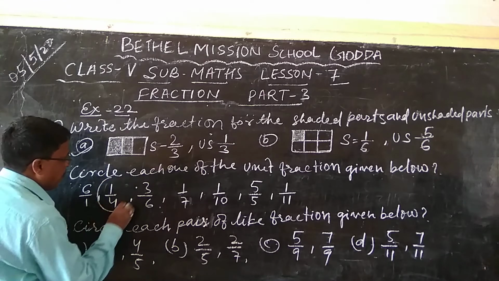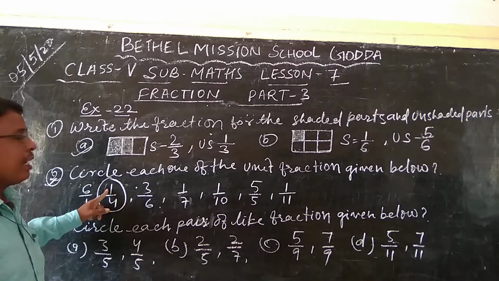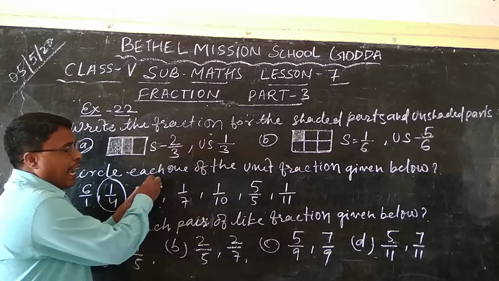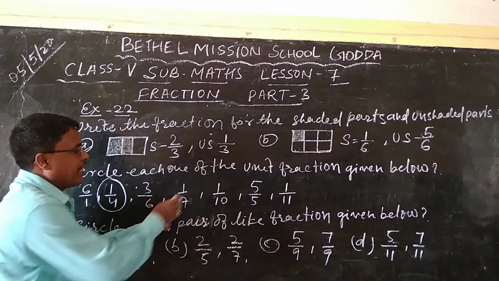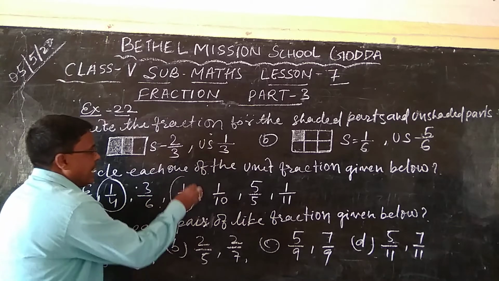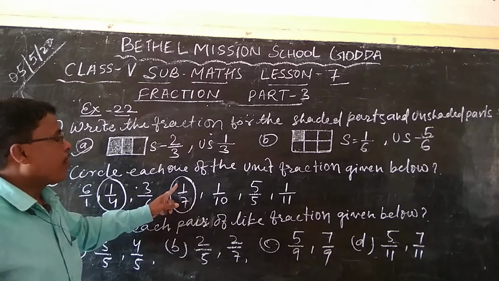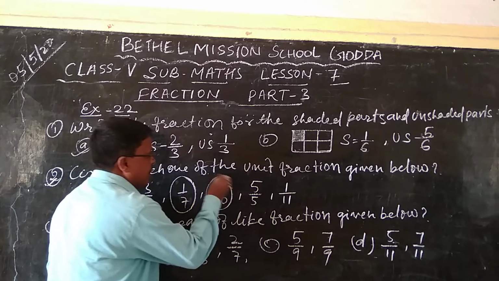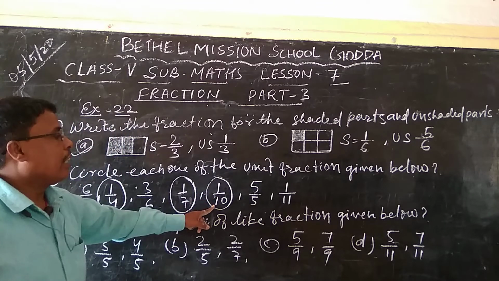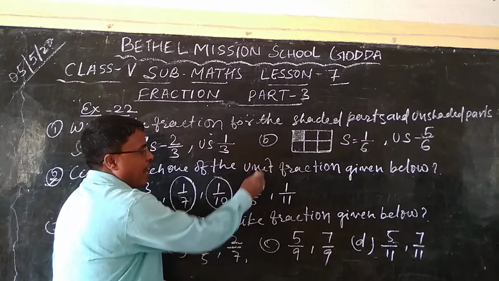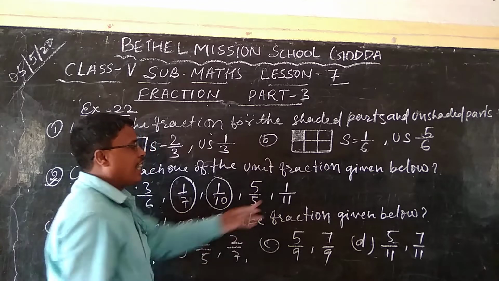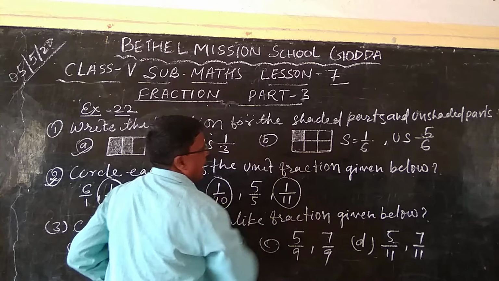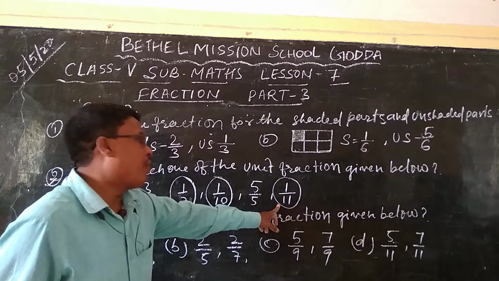So this is not a unit fraction. Next fraction, 1 by 4. The numerator is only 1, so this is a unit fraction. This is 3, the numerator is 3, so this is not a unit fraction. Next fraction, 1 by 7. The numerator is only 1, so this is also a unit fraction. Next, 1 by 10. Here also the numerator is 1, so 1 by 10 is a unit fraction. And 5 by 5, the numerator is 5, so this is not a unit fraction. Last fraction, 1 by 11. The numerator is 1, so this is a unit fraction.